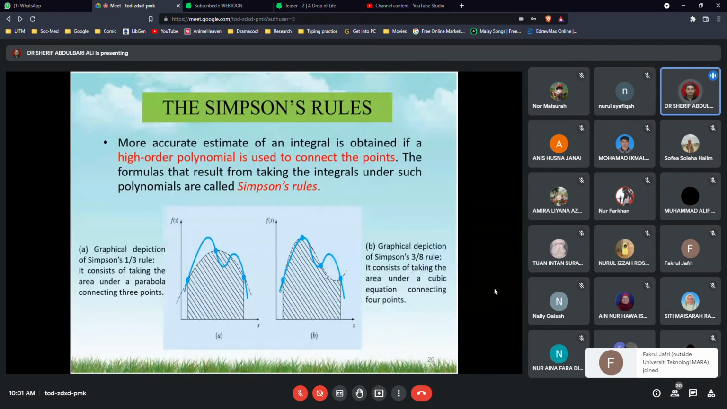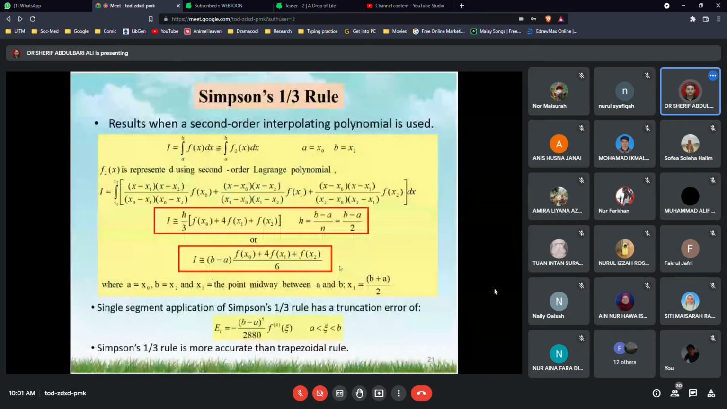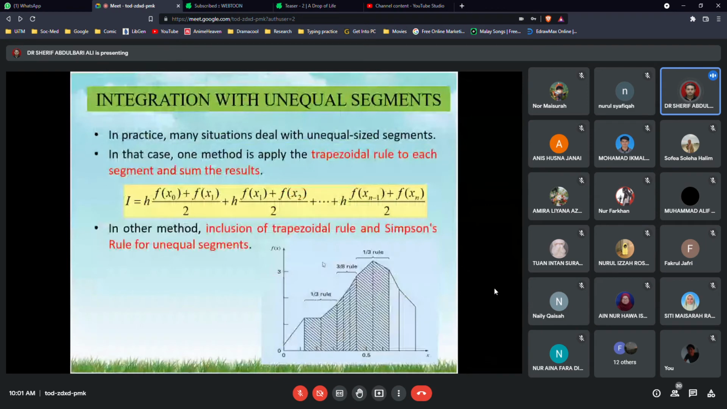We are going to use these rules and those points to help us solve that type of question, which comes from integration with unequal segments. As I told you last time in class, the question is not going to ask you directly to use the Trapezoidal rule, or 1/3, or 3/8. The question will ask you to use the inclusion of all the methods together, all the rules you need to calculate the integration.